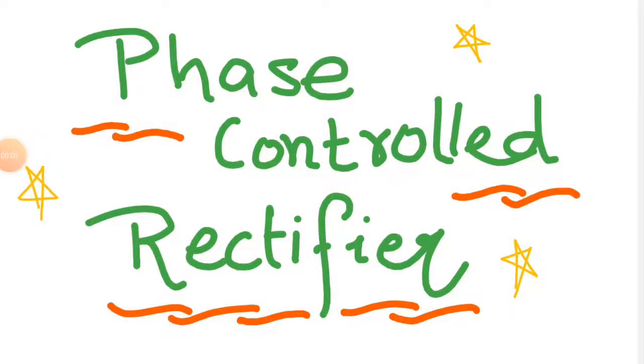This is the third section of phase control rectifier. Here we will take the topics of two pulse converter. We have two types of two pulse converter. First one is single phase full converter, and the second is single phase semi converter.